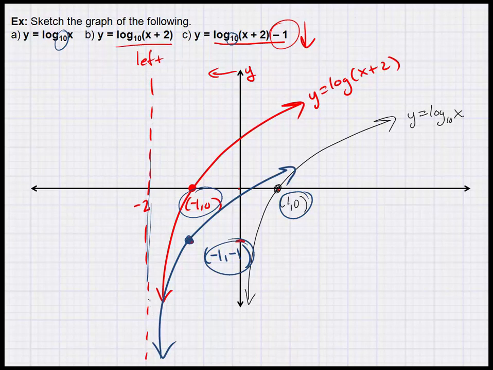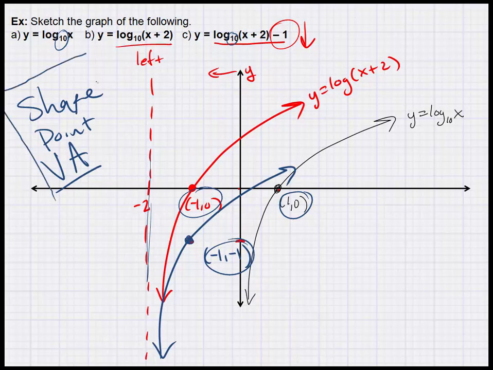So do we have the right shape? Do we have the point in the right location? And do we have the vertical asymptote in the right location? If you have these 3 things, you have a pretty decent logarithmic graph. Now it's not going to be perfect, but it's good enough really for what you need it for. So that's what I'm looking for with these logarithmic graphs. Just like the exponentials, I was looking for largely the same 3 things. The difference was exponentials had a horizontal asymptote instead of a vertical asymptote.